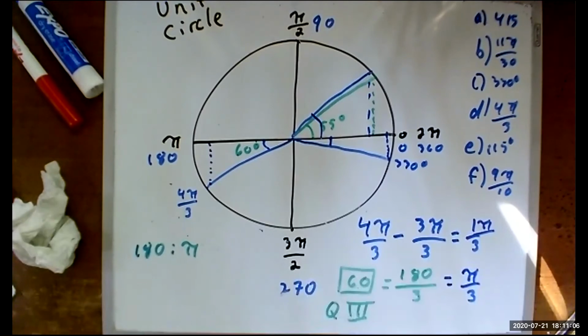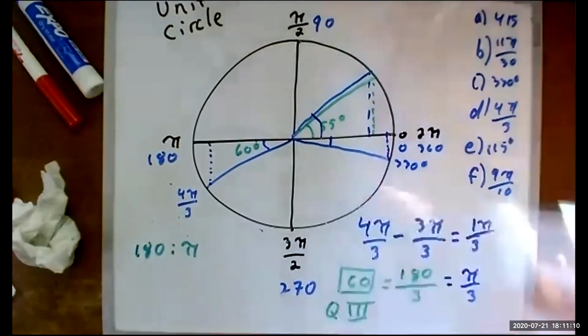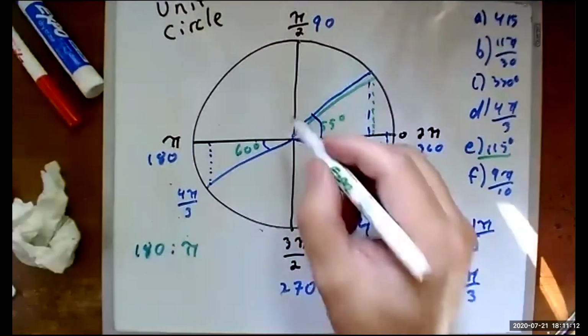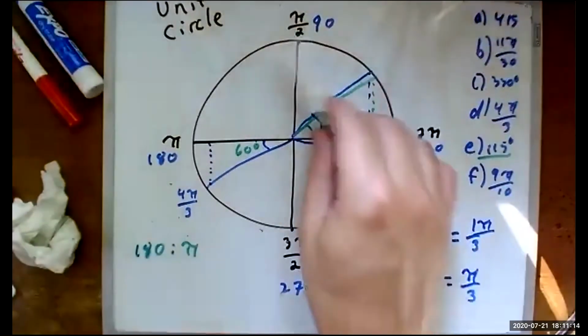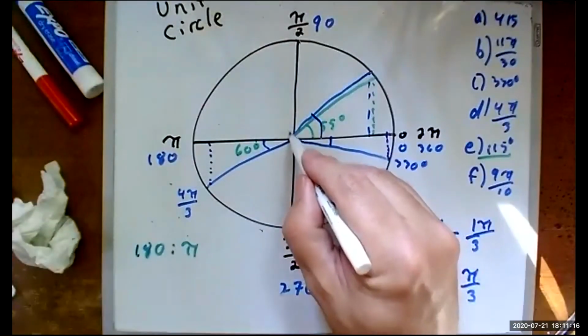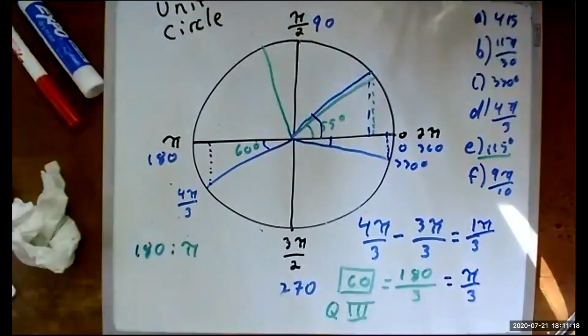So I'm going to do one more. I'm just going to do the 115 degrees just so that you can see quadrant 2 for a second, and then I'm leaving 9 pi over 10 for all of you to practice on your own without having been given the answers. If there are still questions about it on Thursday, I'll go over that one again.